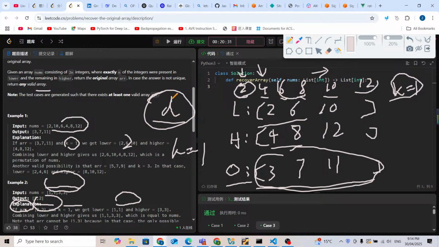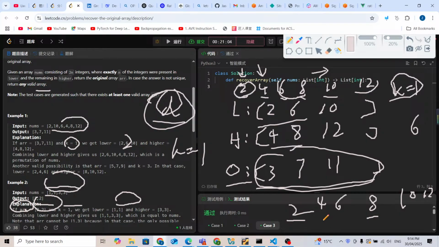So this means we're going to enumerate the difference. It can be 2, 4, 6, and 8, and 10. And 6 is also possible, like 2 and 8, and here 4 and 10, and the last one is 6 and 12. And this is also okay.